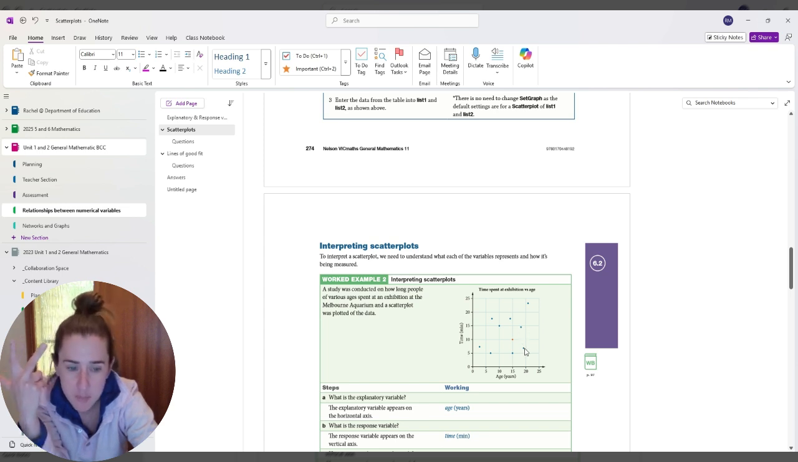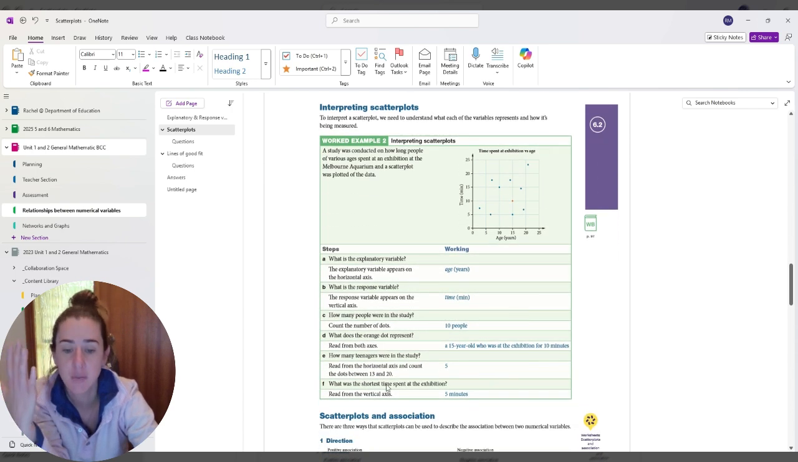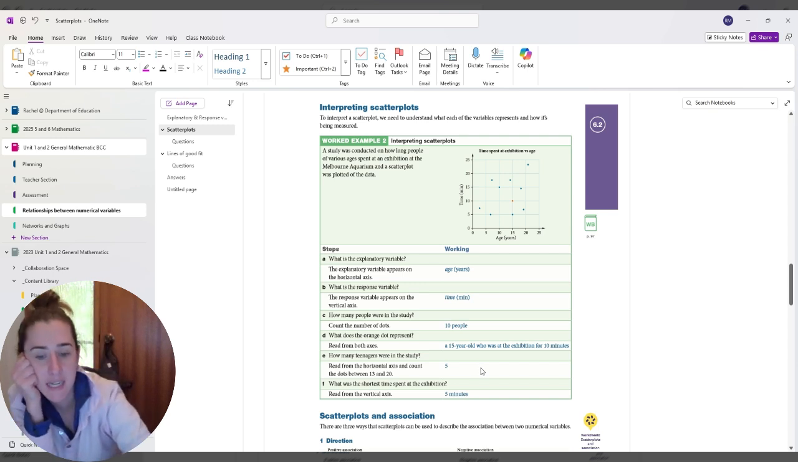This could possibly be, this is a 19-year-old. So that's one. So that might be an 18 or 17-year-old. So that's another. This person is likely 21, so they're not a teenager. So we're saying 5. So 5 teenagers were in the study.